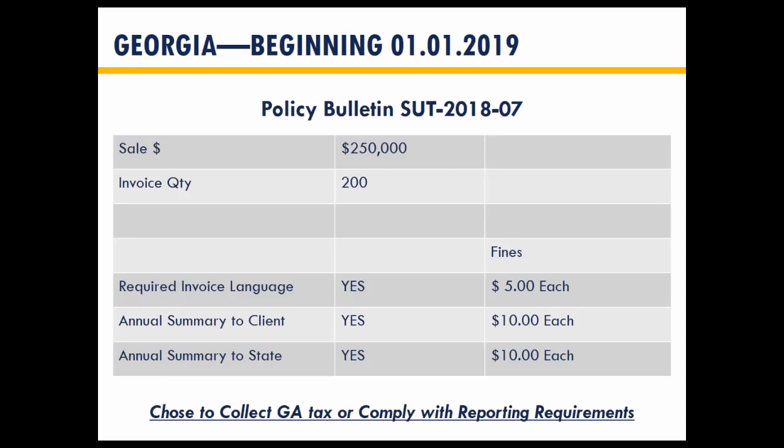Georgia came out with theirs just recently, and they said, beginning 10 days ago, if you're over 250 or 200, you can choose to go through all that same stuff as Washington, or just register to collect their tax. If you're having to register in 3 or 4 states, what's one more? It's a lot easier than to keep a bunch of different reporting requirements separate and deal with it.